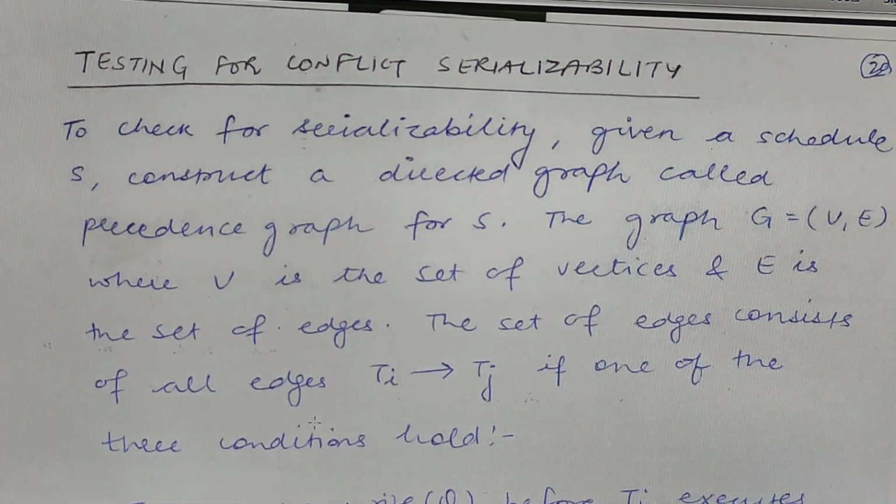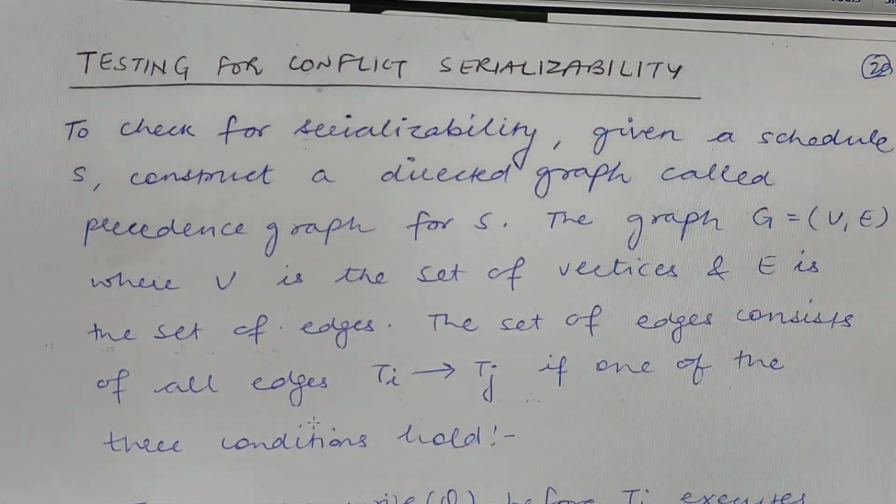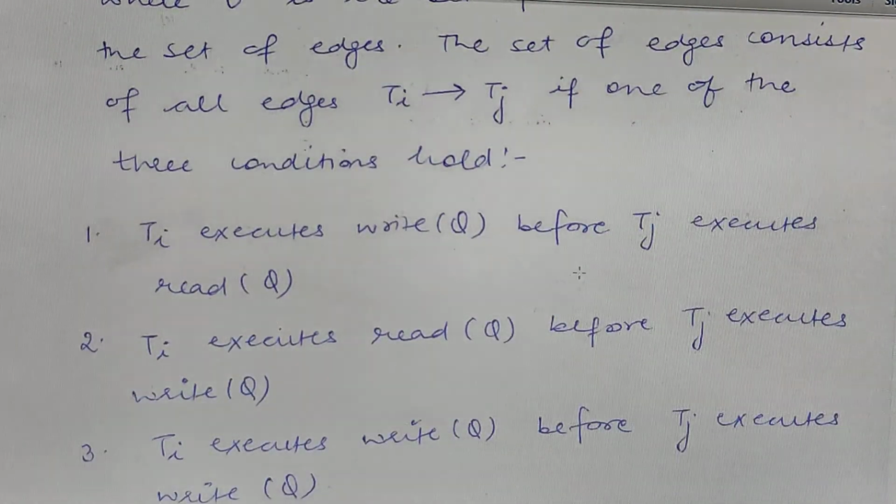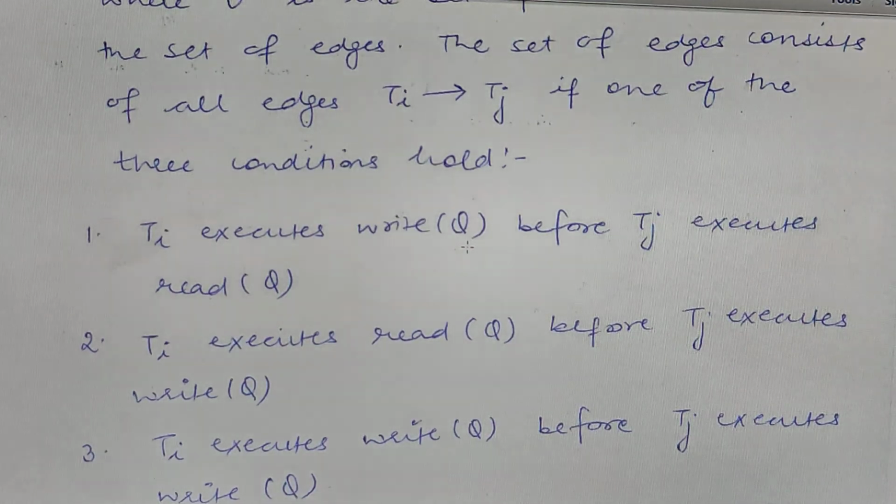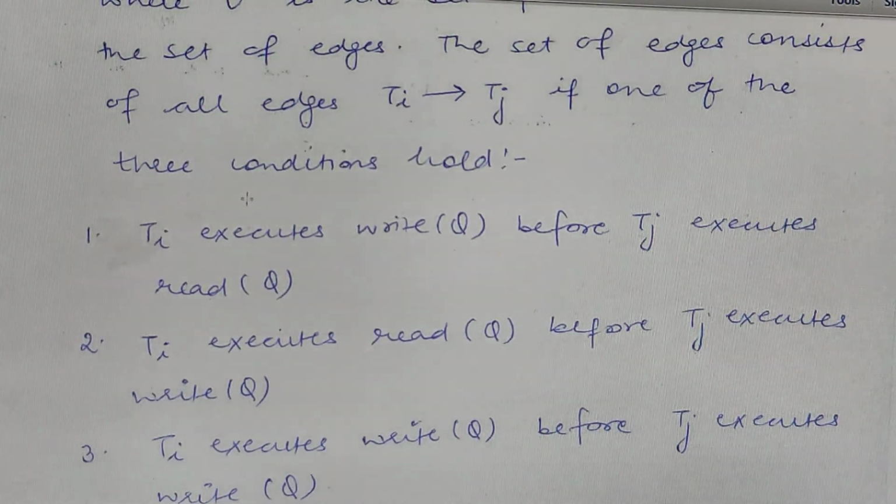Now, how I will draw the edges is, we have 3 conditions to draw the edges. If a transaction Ti is executing, again we are concerned with the same data item, right? If a transaction Ti is executing write Q before Tj executes read Q, it means a write operation is performed before a read operation, then we will draw an edge from Ti to Tj.